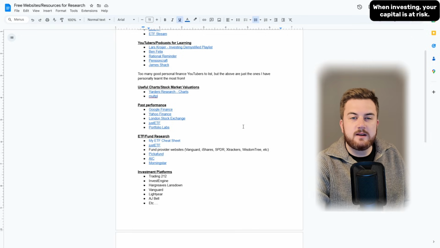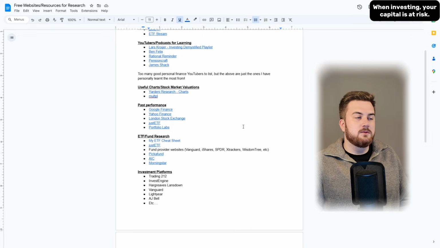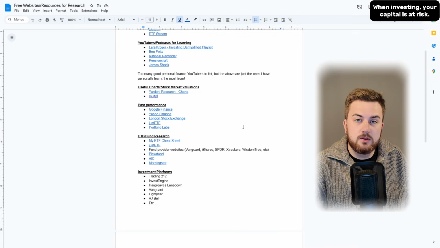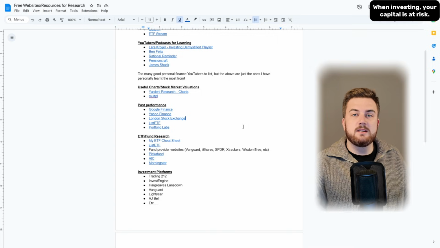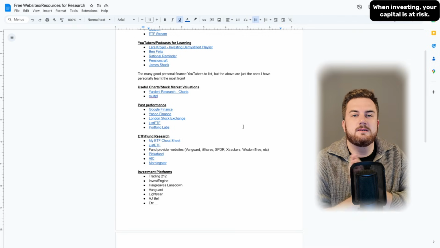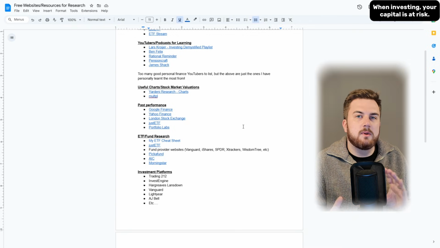Okay, next up, we have websites for checking past performance. So Google Finance is probably the one that people use the most. And the problem with Google Finance is you can't look at total return charts. So if you're looking at a distributing ETF, you're just looking at the price return, or a stock, any stock that pays a dividend, you're just looking at the share price return. You can't see the total return, which is share price appreciation plus dividends received. So that is a drawback of Google Finance.